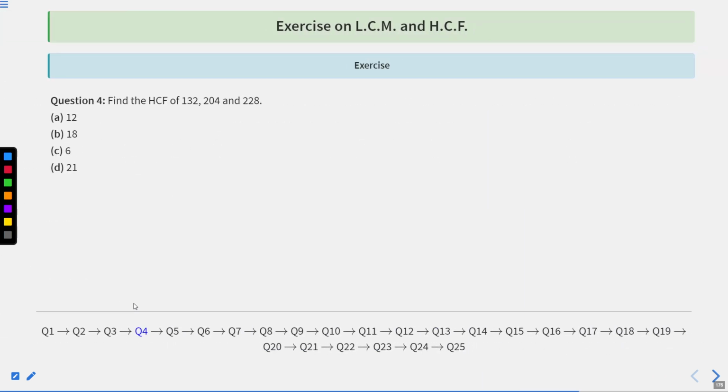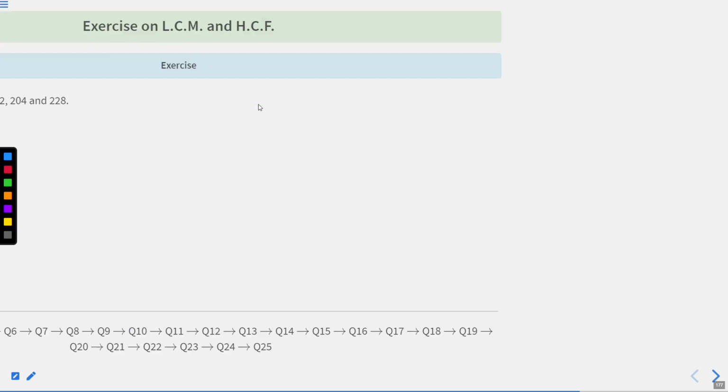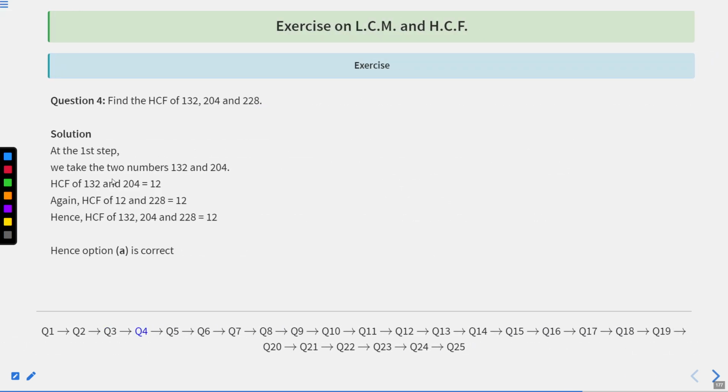Question number 4. Find the HCF of 132, 204 and 228. At the first step, we take two numbers 132 and 204, and the HCF of 132 and 204 is 12. Again, take HCF of 12 and 228, so it is going to be 12. Hence, HCF of 132, 204 and 228 is going to be 12. So the option correct here is option number A.